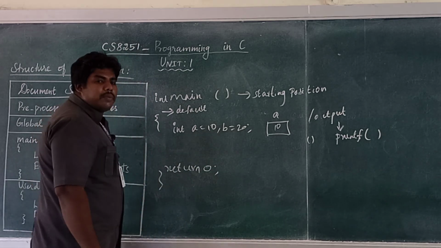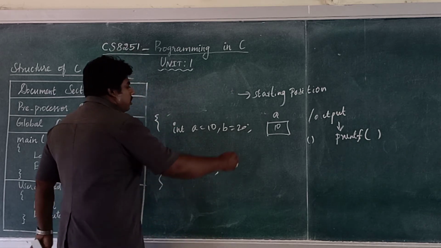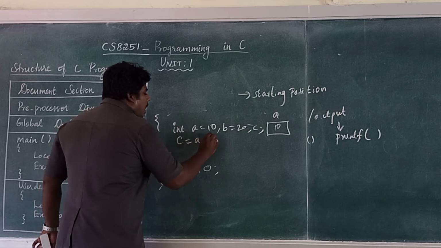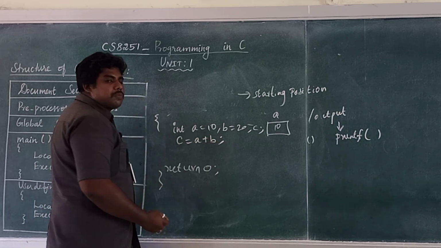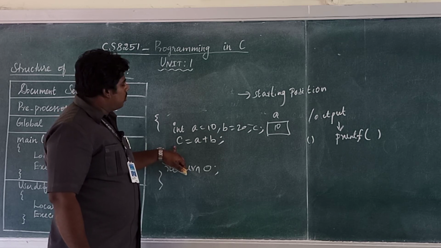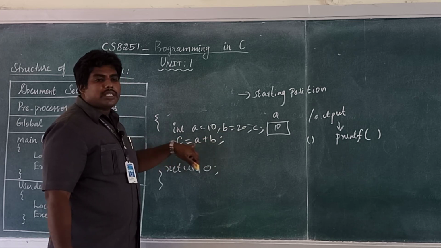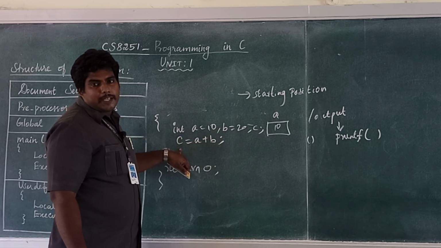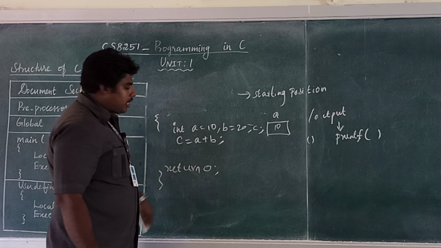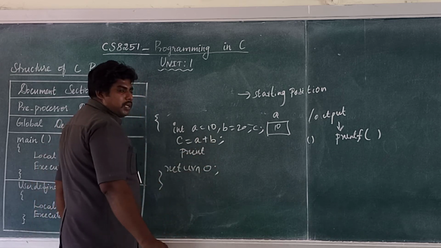Then what are executable statements? If you want to perform any operation like C equal to A plus B, it is called an executable statement. Already A value is 10, B value is 20. So 10 plus 20 is 30, so C is now 30. Okay, all of you understood? So this is the executable statement, and your print statement is also considered an executable statement.